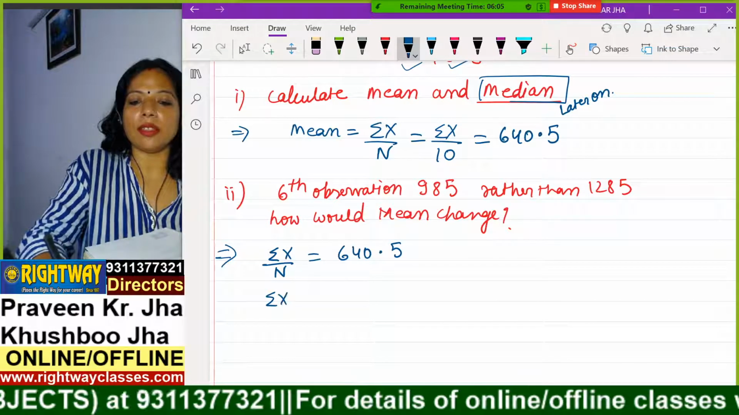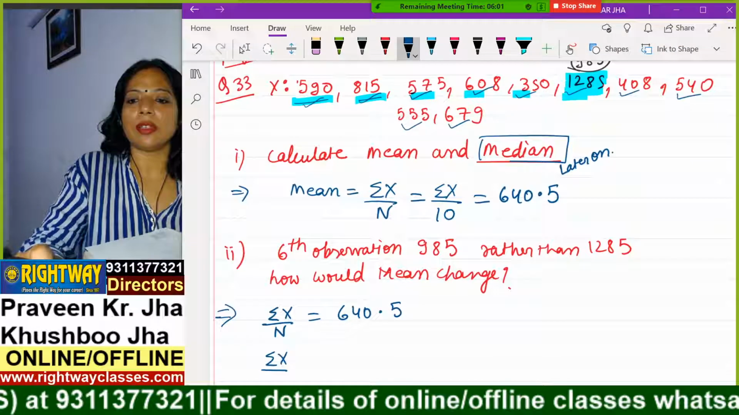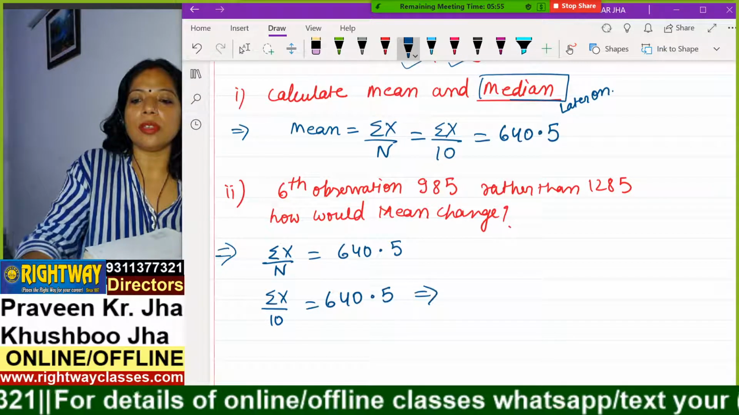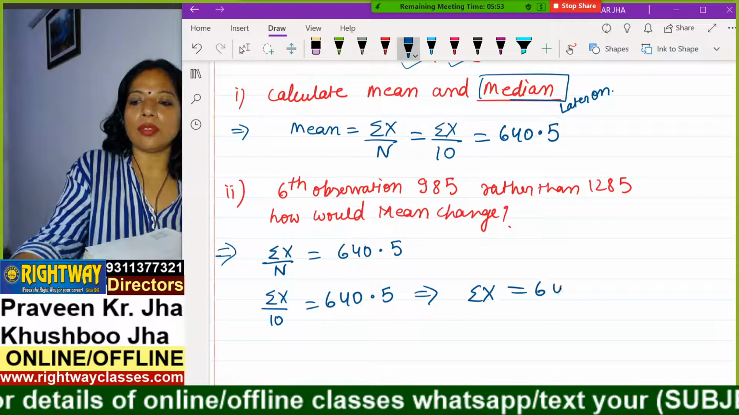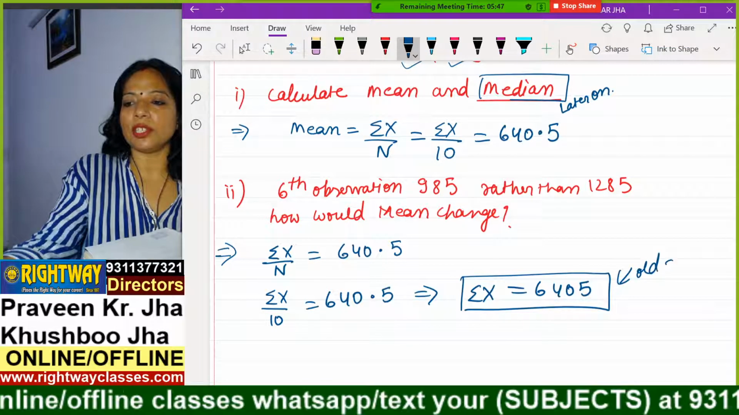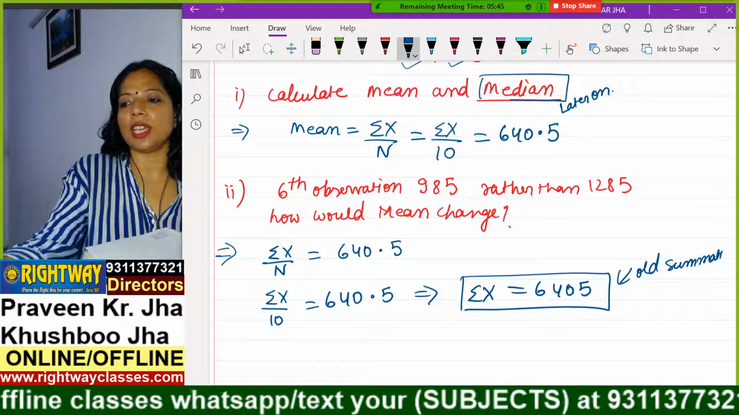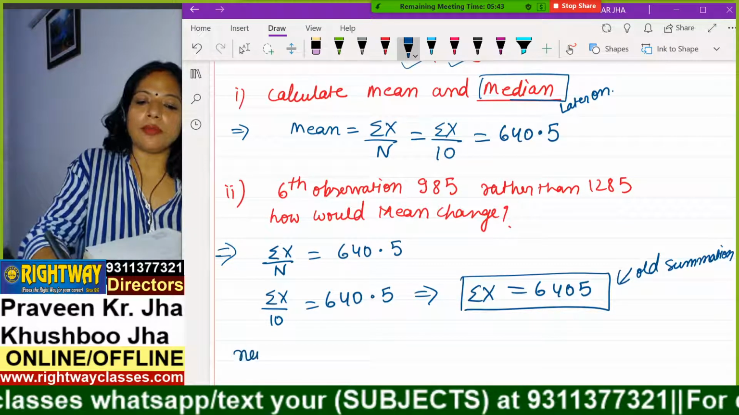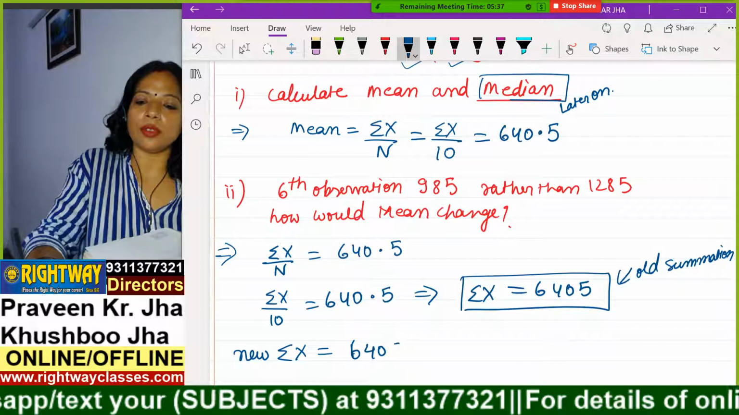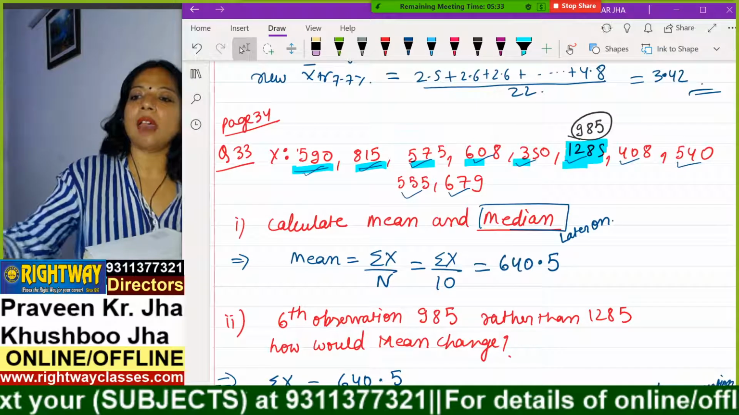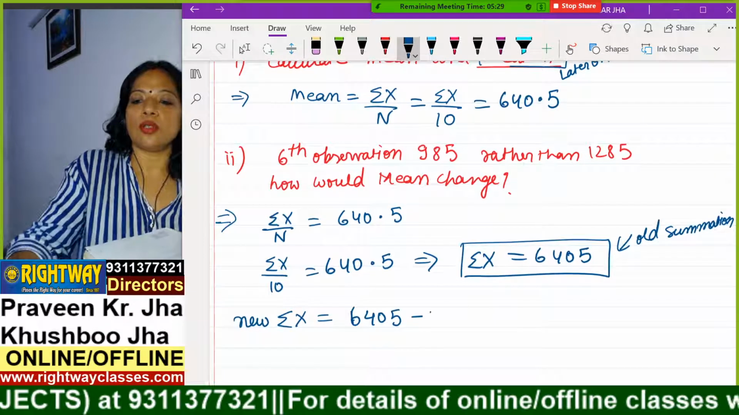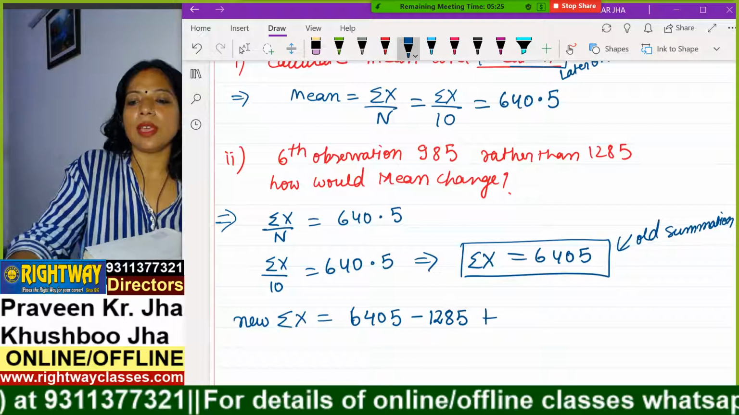What is summation x? N was how much? 10. That means the old summation was 6405, just multiplying by 10, and this is the old summation when our data was not changed. But after changing the data, the new summation x will be 6405 minus, we have to remove 1285 and introduce 985. So we will remove 1285 plus 985.